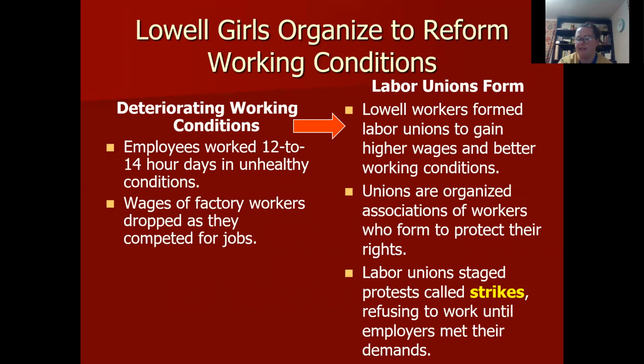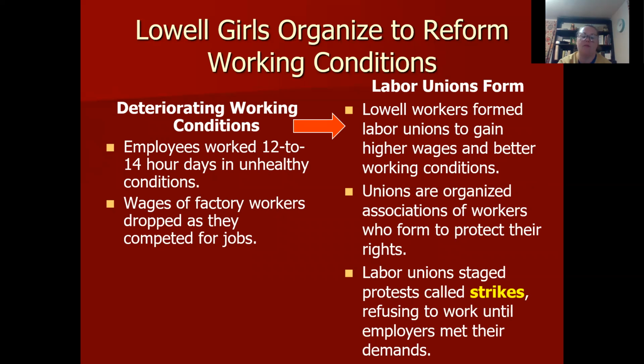All right, so why is this important? Well, the Lowell girls organized to reform working conditions. Why is this a big deal? It leads to the formation of a union that then protects the workers, okay? So there was deteriorating working conditions. Employees worked 12 to 14 hours, incredibly unhealthy conditions. Guys, the pollution at this point is horrific, okay? The pollution, there's no safety measures really, okay? It's overcrowded, it's stuffy, there's no air conditioning, right? So it is incredibly unhealthy conditions.